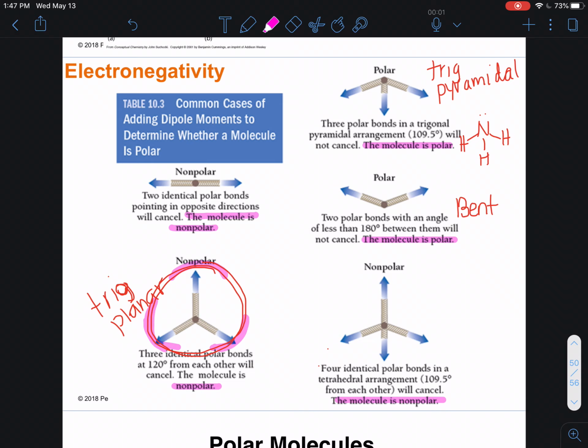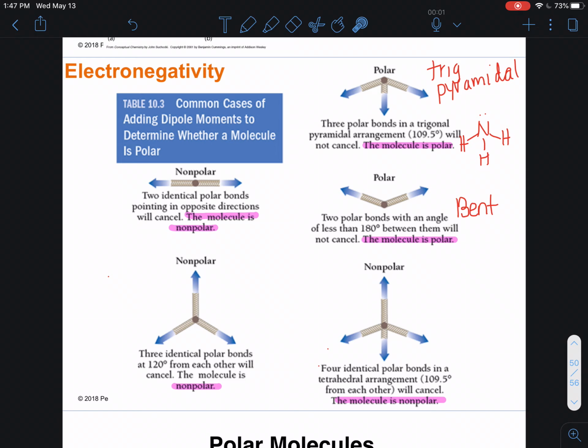So again, most of the time, trigonal planar molecules, if all of the bonds are identical, will be nonpolar. The same with linear arrangements. Trigonal pyramidal, if it's made up of polar bonds, will be polar. Bent arrangements, if they're made up of polar bonds, will be polar.